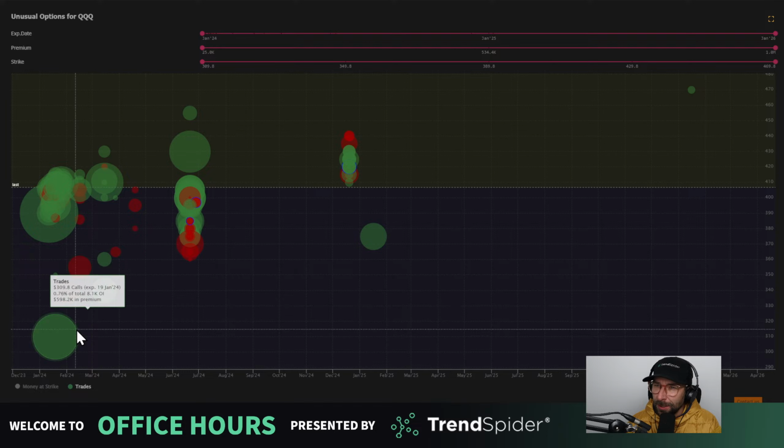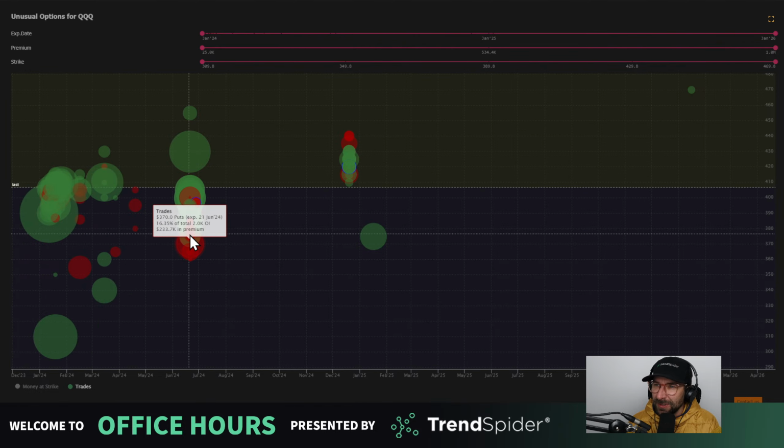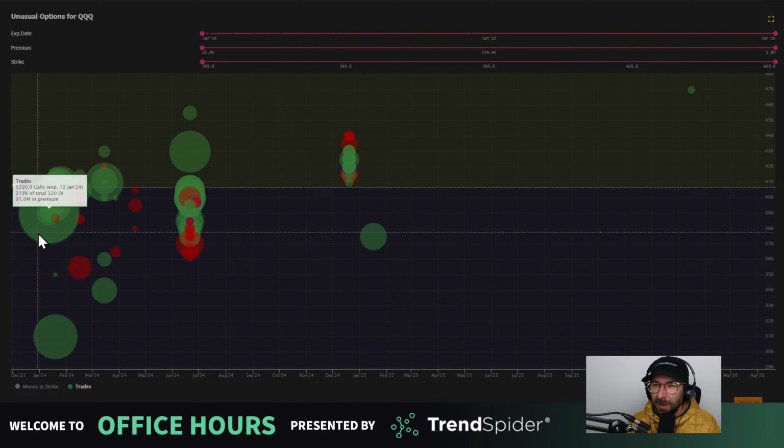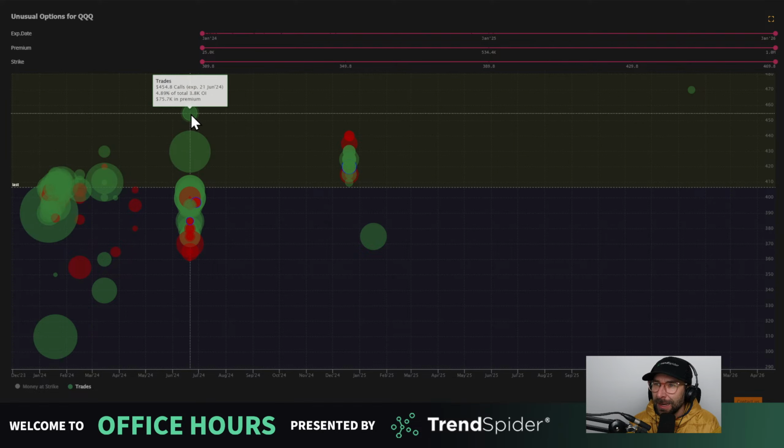On this chart, you're going to see a lot of little circles. Some of them are going to be bigger, some smaller, some green, some red, and some are going to have blue lines around them. The size of the circle is defined by the size of the premium. The larger the circle, and you can hover over it to see a little breakdown. So this one is $1 million in premium for the 390 calls expiring January 12th, whereas this little guy right here is $75,000 in premium.